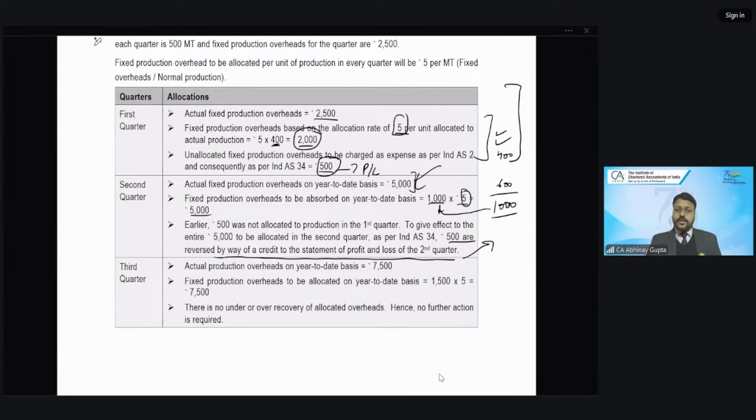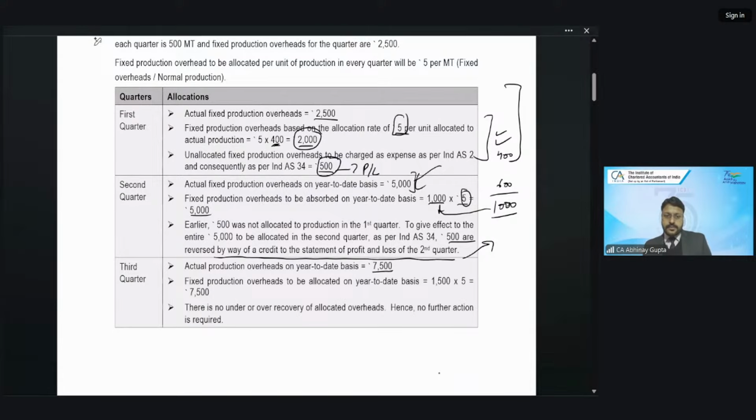Perfect. Then for the third quarter, what is the cumulative production overhead? 7,500, right? And fixed production overheads to be allocated on a year to date basis would be 1,500 into 5, equal to 7,500. Why? Because in Q3 we are producing 500 units. So 1,000 plus 500, 1,500 are the units of actual production. 5 rupees is the charge rate. So 7,500 is the allocation and 7,500 is the amount available. So there is neither under recovery nor over recovery, and nothing further is required to be charged off in the P&L, right?